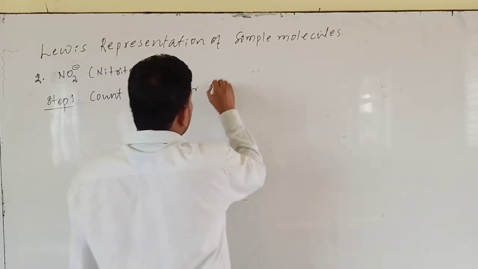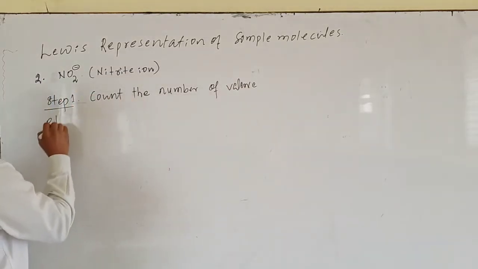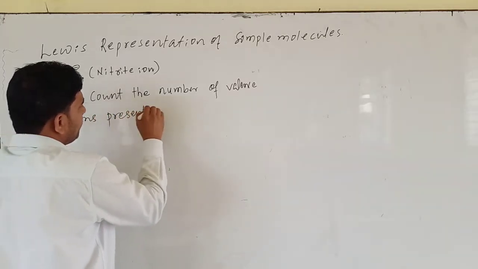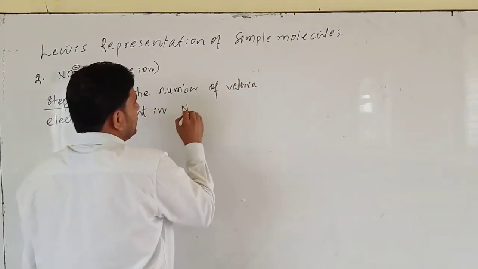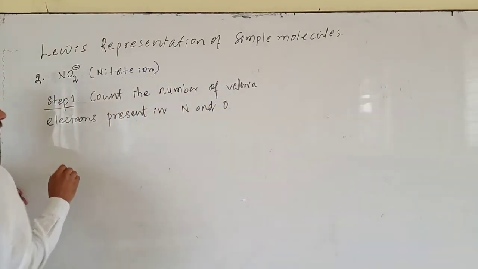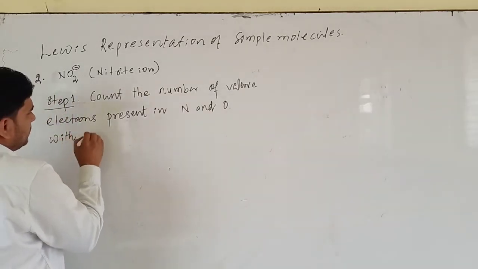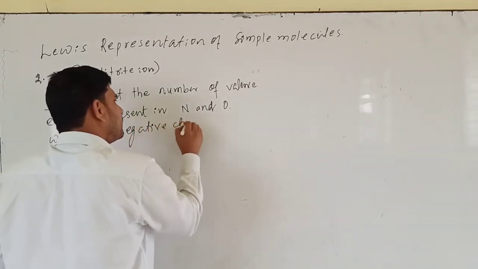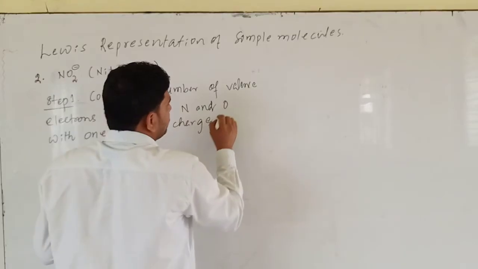Count the number of valence electrons present in nitrogen and oxygen, with one negative charge. See, one negative charge is equal to one electron.